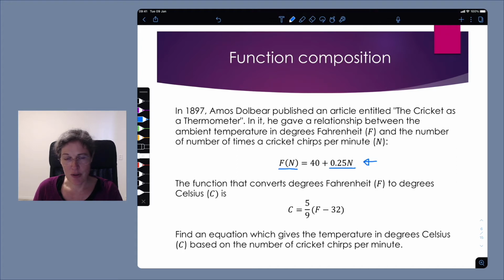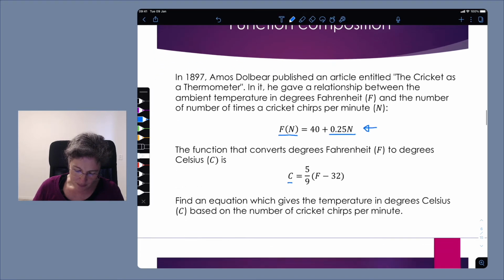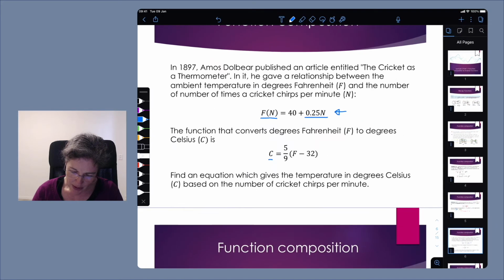That's not very helpful. I don't really have a sense of what that means. So we might ask the question, what would this relationship look like if we wanted to know the Celsius temperature based on the number of chirps? Well, can we find this? Yes, we can. I'm going to add in another page here so we can do a little bit of working.